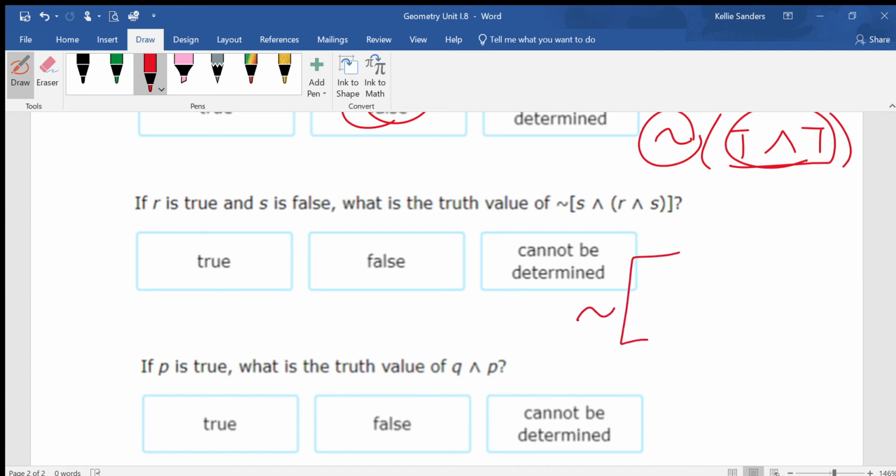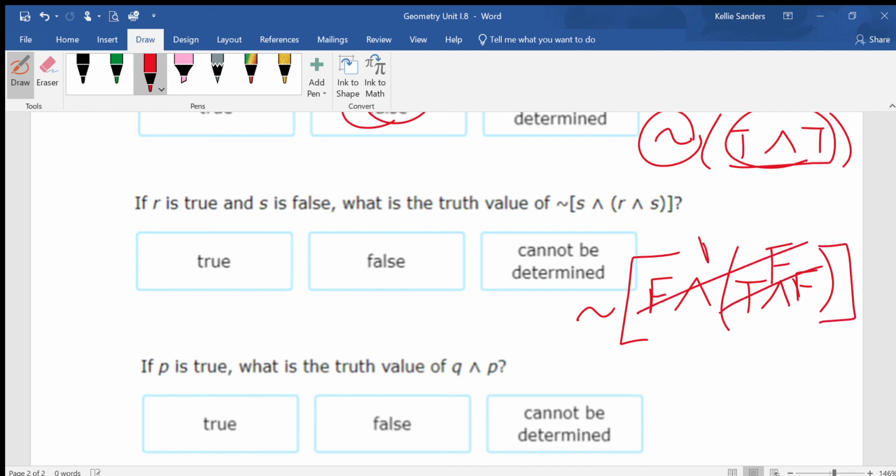Not false and true and false. This is false. This is false, so not false is true.